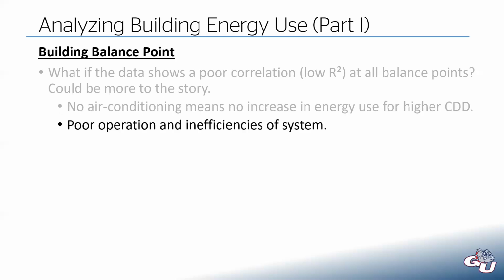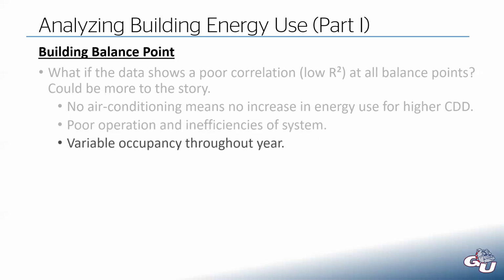Or like I mentioned way earlier on today, that could tell you that they are not operating things well. Or maybe you have a situation where you have a variable occupancy. So for example, what about a hotel? The energy use of that hotel will be highly correlated to how often people are staying there. And so you may have certain seasons of the year where they have lots of guests and then other seasons where they don't have as many guests.